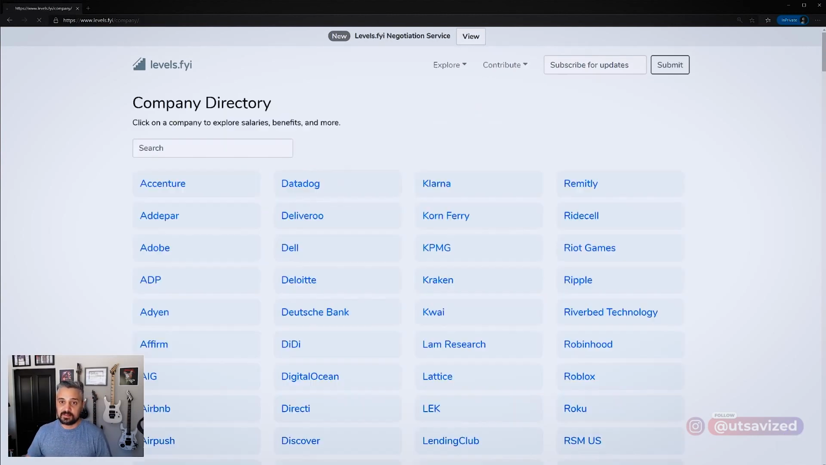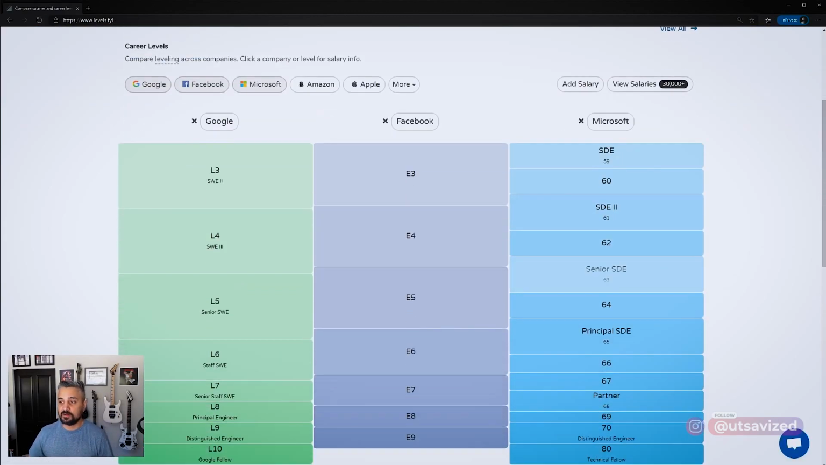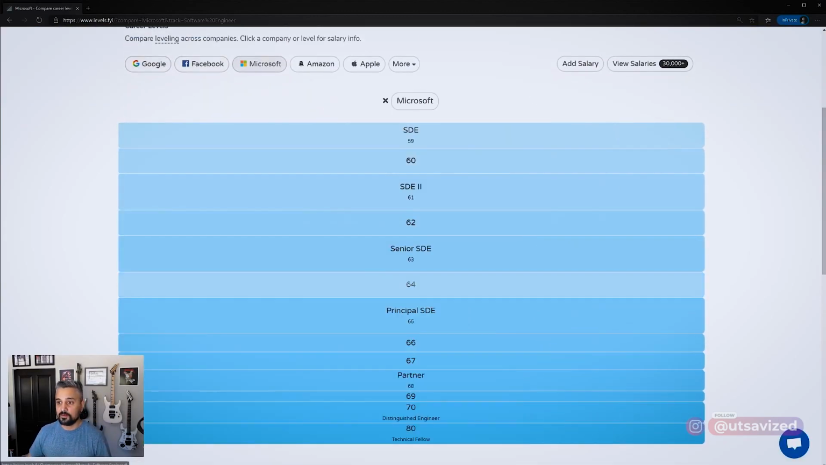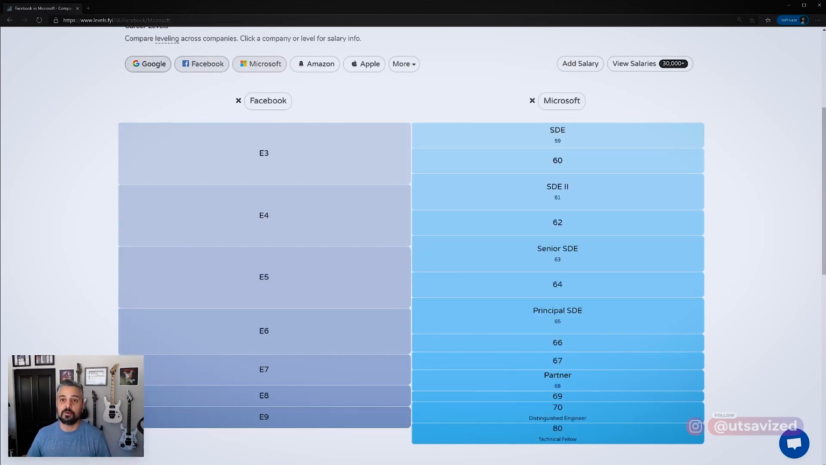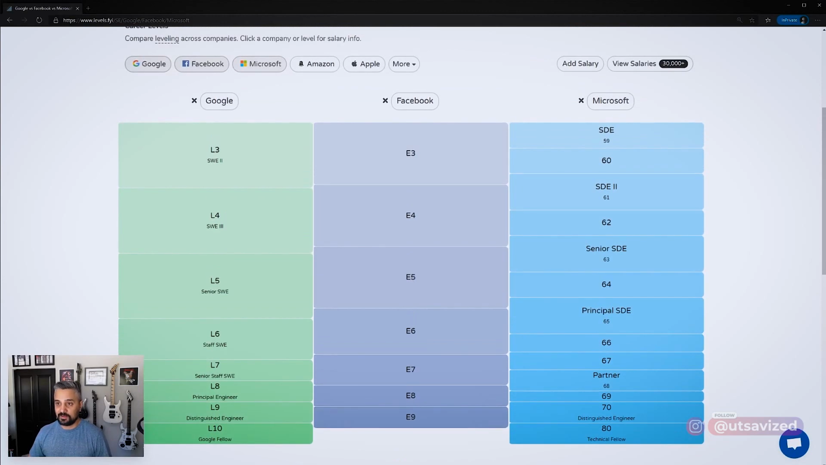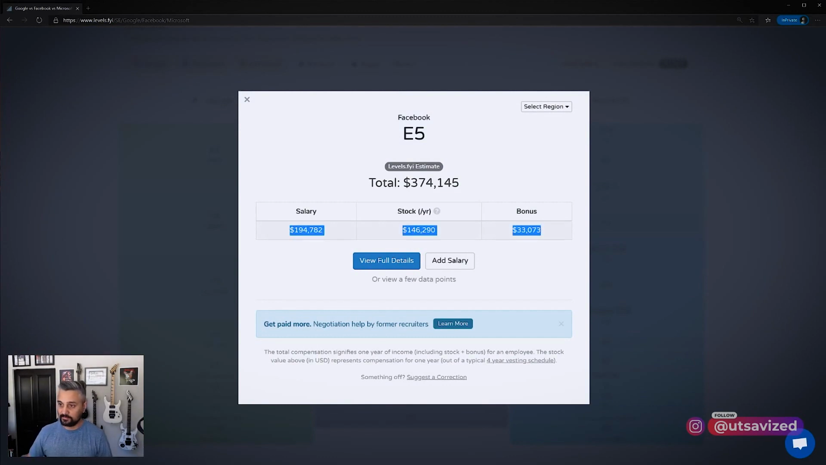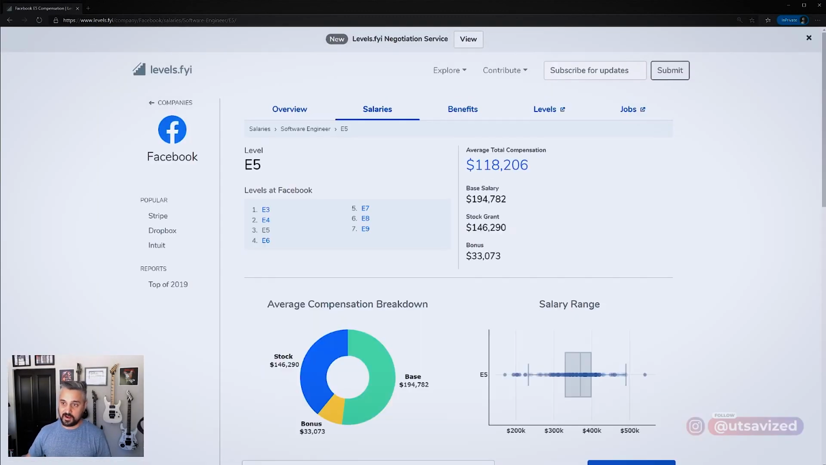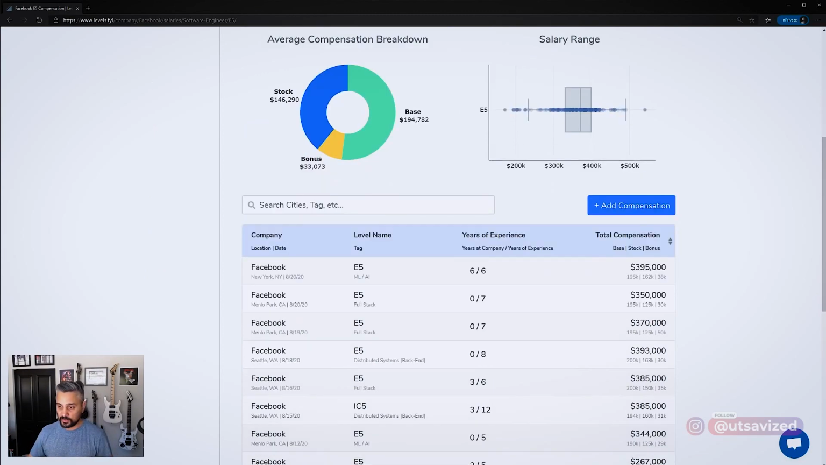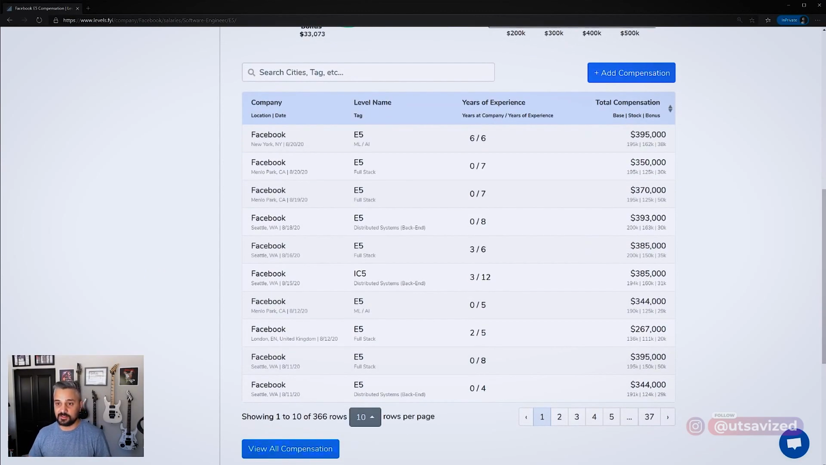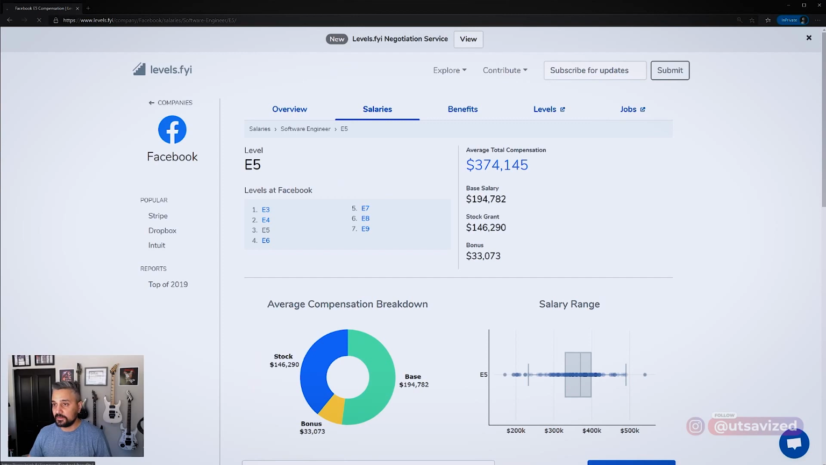So that's that. But if you go back to levels here, what you can do, for example, say you're here and you're curious about how these compare to Facebook or Google. You can click them and it'll show you the levels. So a senior at Microsoft would be E5 at Facebook or L5 at Google, right? Then you can see what an E5 at Facebook is, and that's the detail over there. Then you can look at the distribution, how many years of experience is expected, that kind of stuff, benefits.